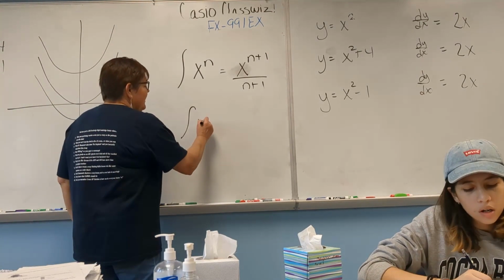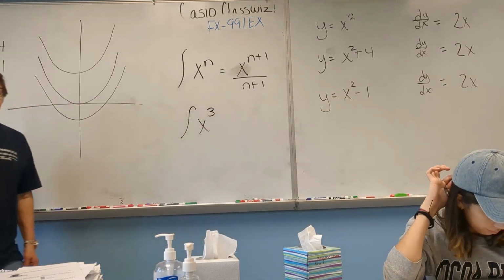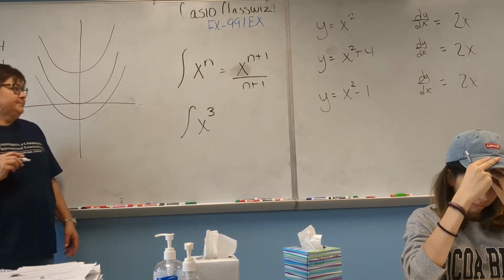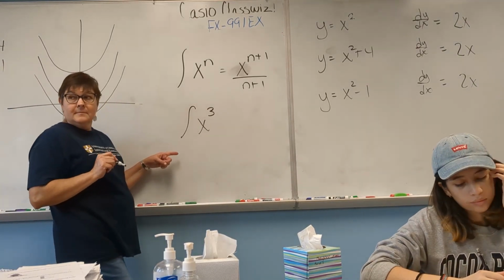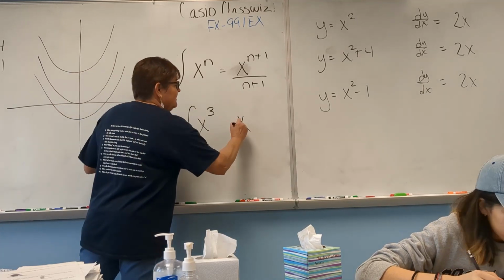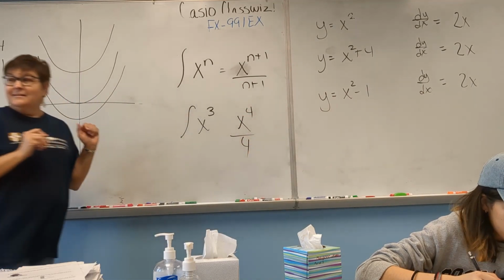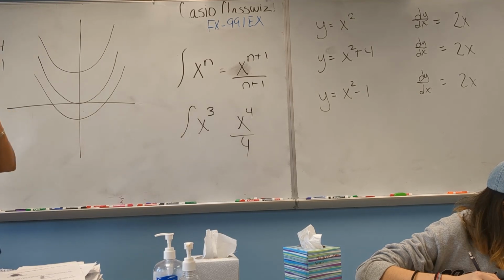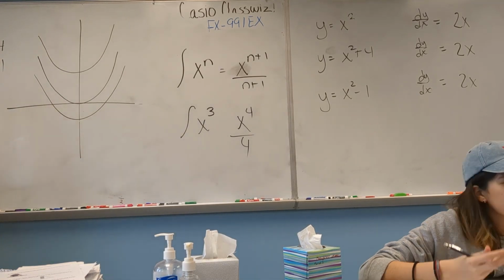Let's do a couple examples. If I want to integrate x to the third, what will it be? X to the power of 4 divided by 4. Yes. Add 1 whole and divide by that puppy. Are we cool? Let's do another guy.